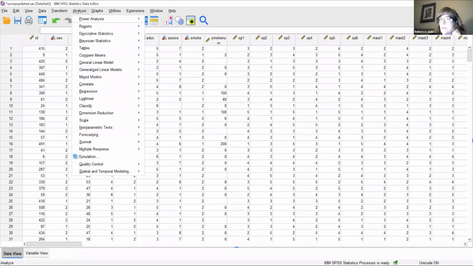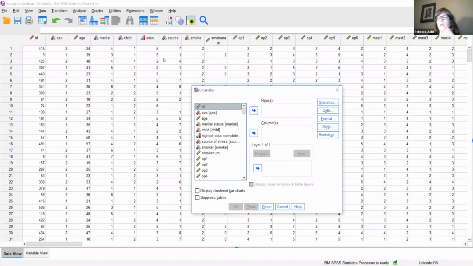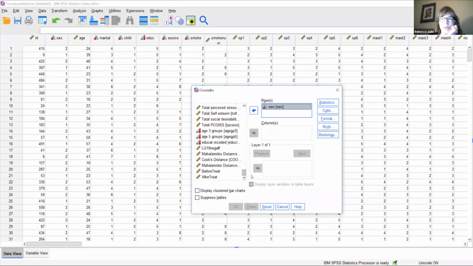So we're going to go to Analyze, Descriptive Statistics, and then select crosstabs. So we go Analyze, Descriptive Statistics, crosstabs. When we open crosstabs, we have rows and columns. Let's put gender on the row, and I'm going to go down here and put the highest education recode on the column. So my rows are going to be gender, my columns are going to be education.